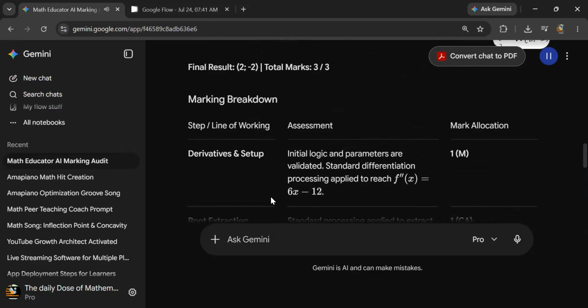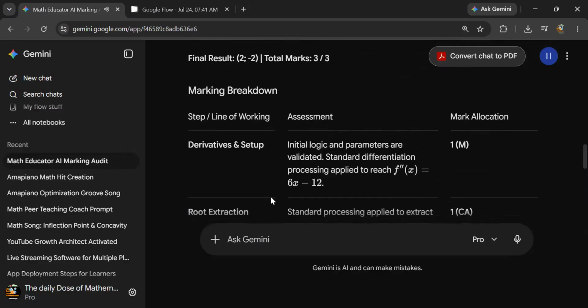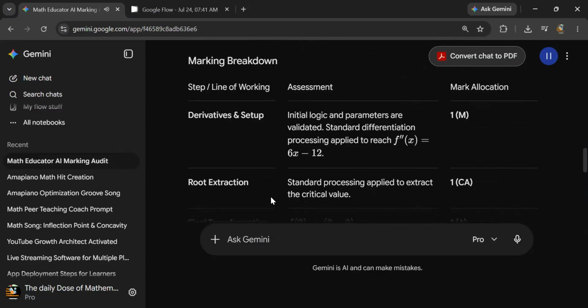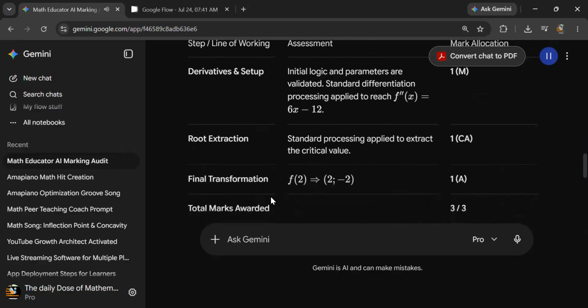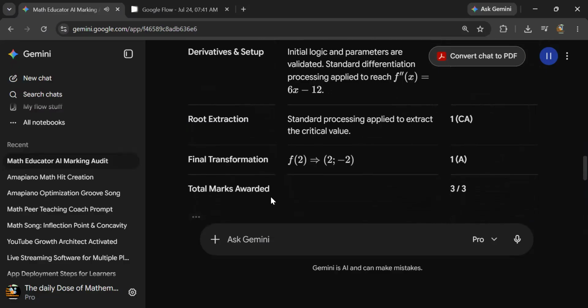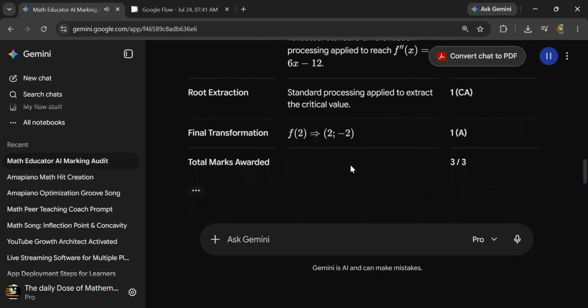Total marks, 3/3. Marking breakdown. Step, line of working, assessment, mark allocation. Derivatives and setup. Initial logic and parameters are validated. Standard differentiation processing applied to reach f double prime of x equals 6x minus 12. 1 M. Root extraction. Standard processing applied to extract the critical value.